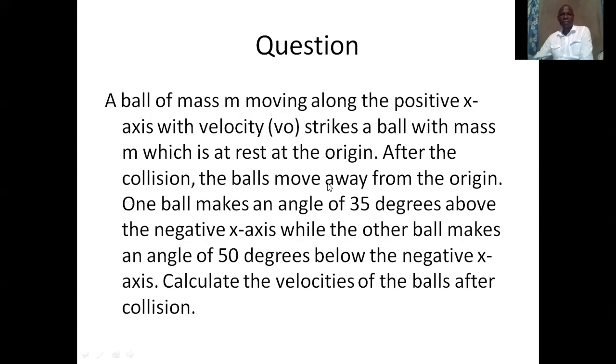A ball of mass m moving along the positive x-axis with velocity v(o) strikes a ball with a mass m, which is at rest at the origin. After the collision, the balls move away from the origin. One ball makes an angle of 35 degrees above the negative x-axis, while the other ball makes an angle of 50 degrees below the negative x-axis. Calculate the velocities of the balls after the collision.